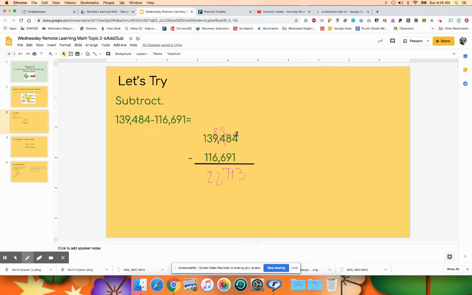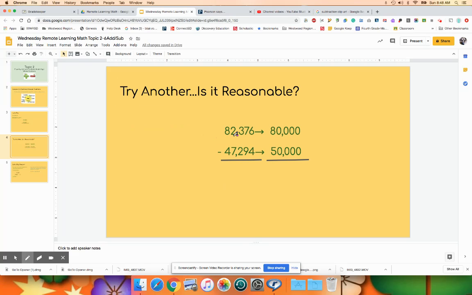Okay, and notice, boys and girls, I did my crossing out. I showed sort of my computation. Some of us miss those steps, and that's where we tend to make mistakes. Okay, so let's try another one.